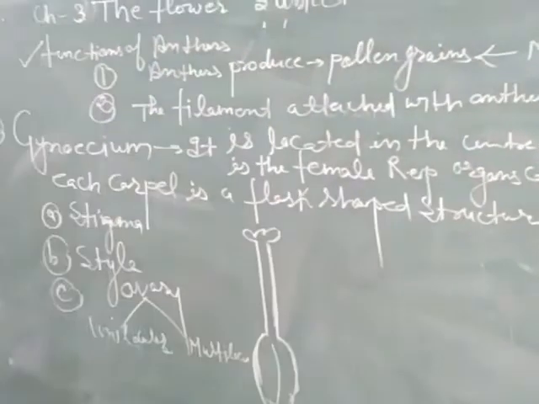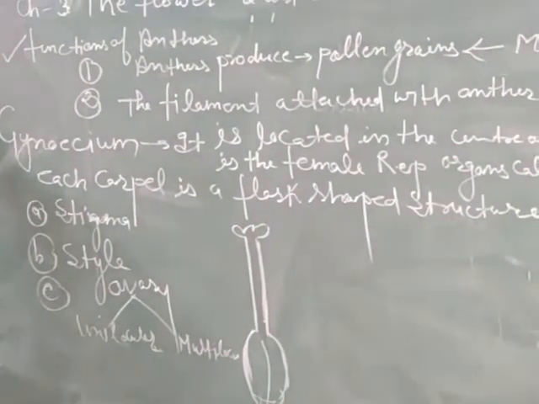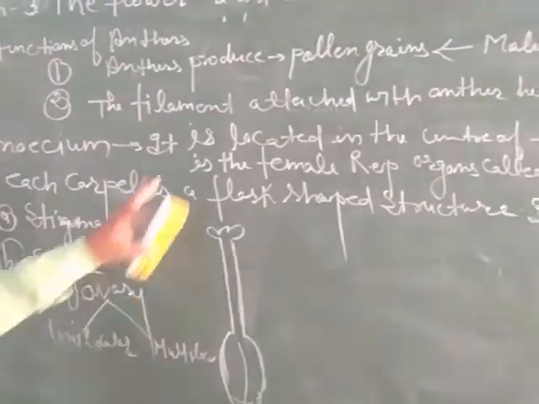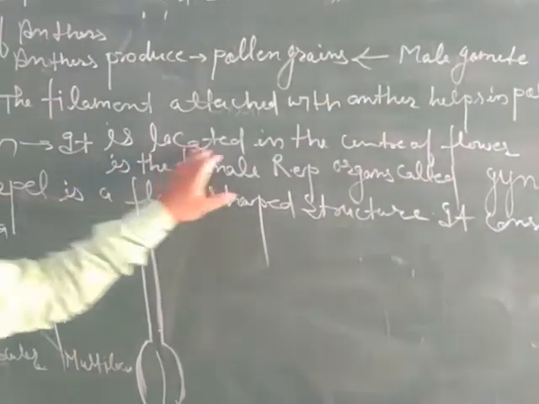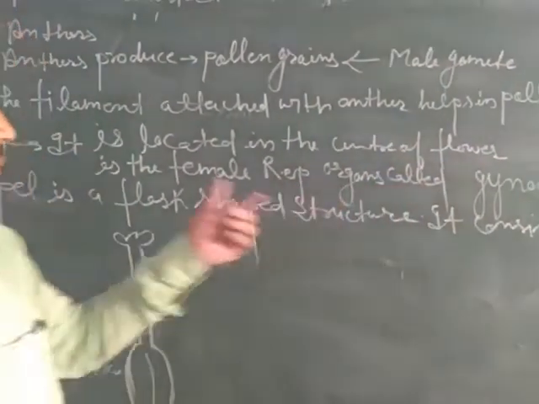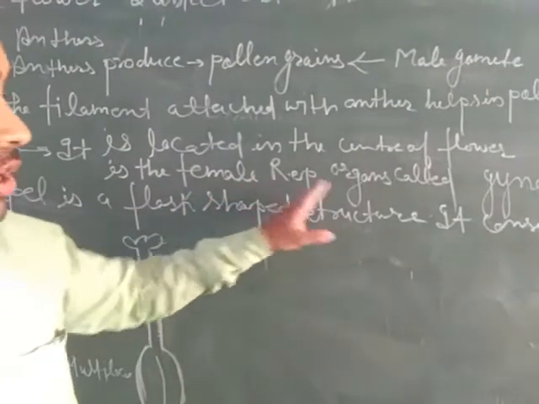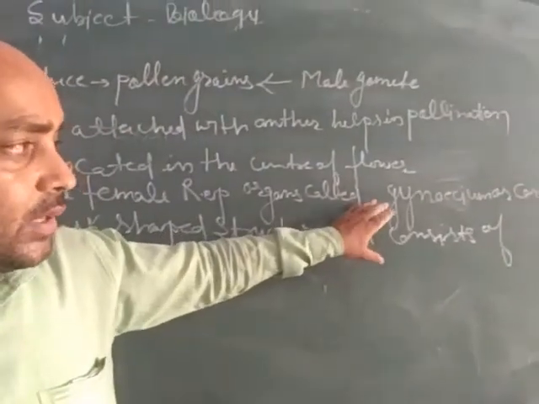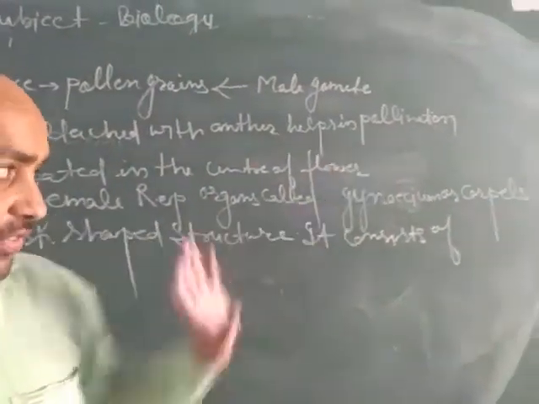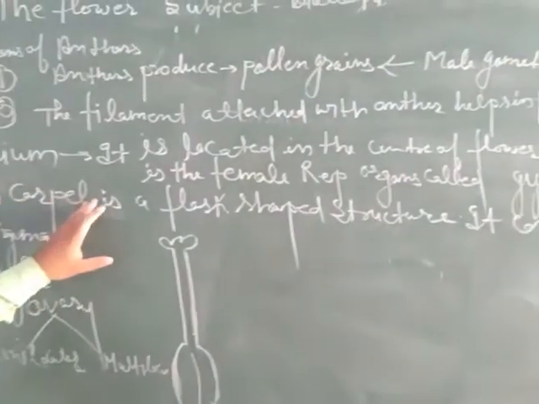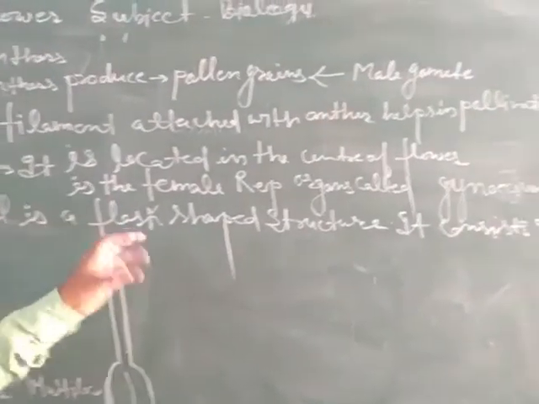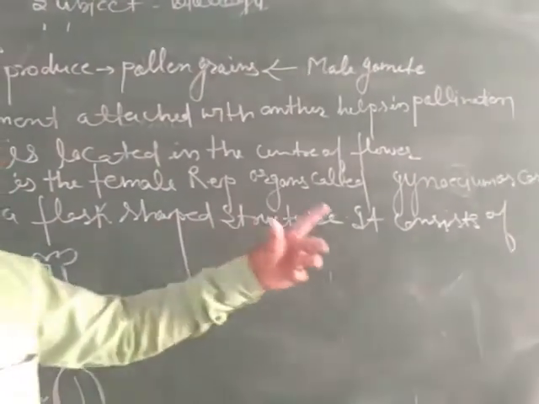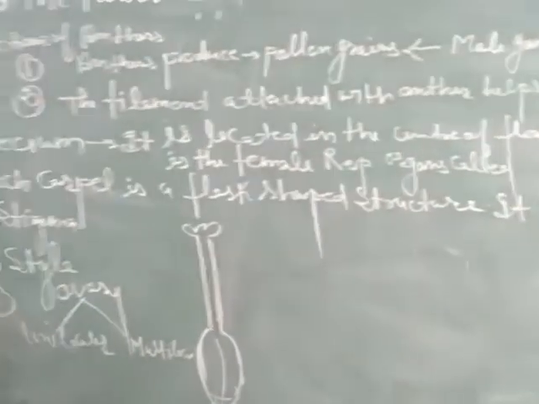Now, the fourth whorl of the flower is the gynoecium, or the female reproductive part. It is located in the center of the flower. The female reproductive organ is called gynoecium, or it is also called carpels. Each carpel, or gynoecium, is a flask-shaped structure. It consists of three main parts.